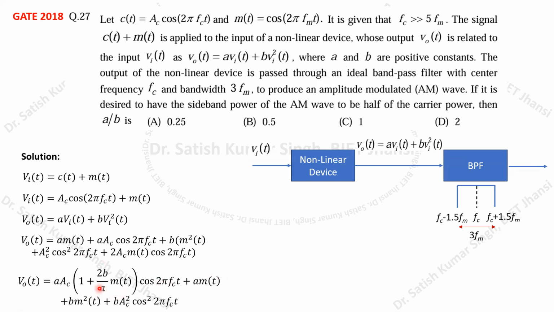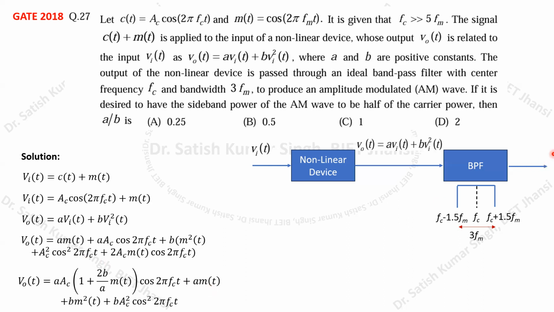Obviously, this m square t is also going to be rejected. If you square this signal, cos square 2 pi fmt, then obviously we are going to get one DC term plus a frequency component at f equals to 2fm. Because of this condition, this 2fm frequency component due to m square t will also be rejected. Similarly, cos square 2 pi fct will give you one DC term, and another frequency component at f equals to 2fc. Again, it will be coming outside the passband of your band pass filter, and therefore all three terms will be rejected by your band pass filter.